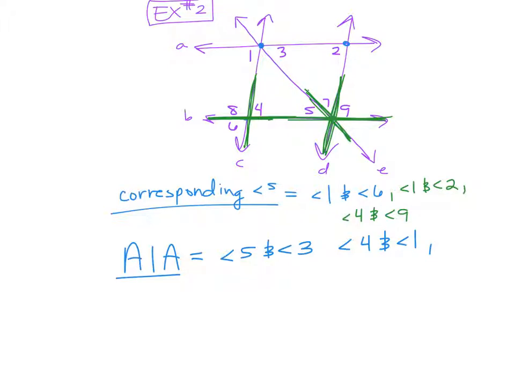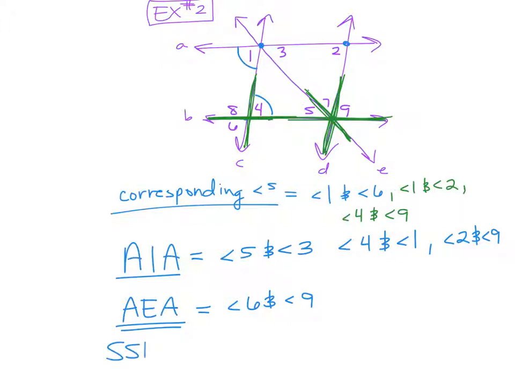4 and 1, those would be opposite sides of your transversal, but inside the two lines. And then 9 and 2 would also work. Okay, so that's alternate interiors. Do you see any alternate exterior angles? So opposite sides, but outside of the two lines that you're working with. 6 and 9. That would be 6 and 9. Okay, that's alternate exteriors.